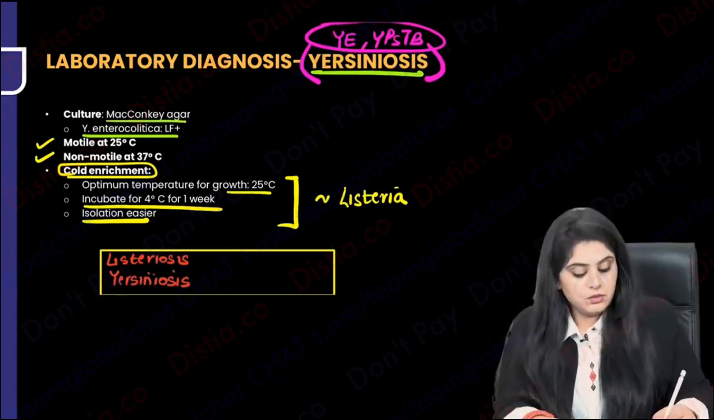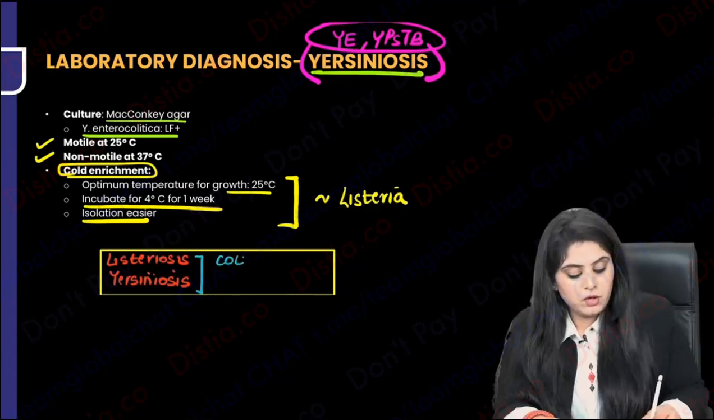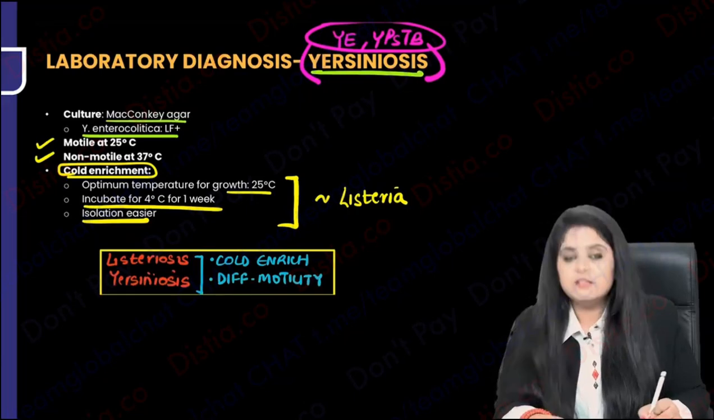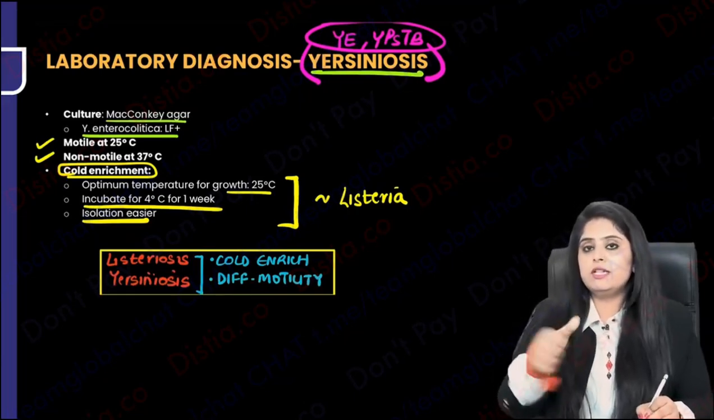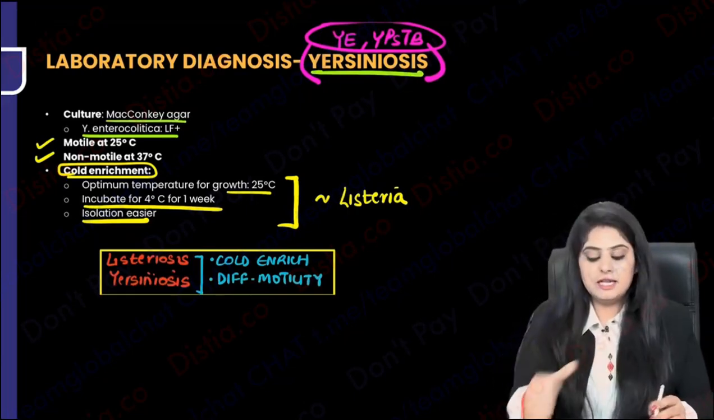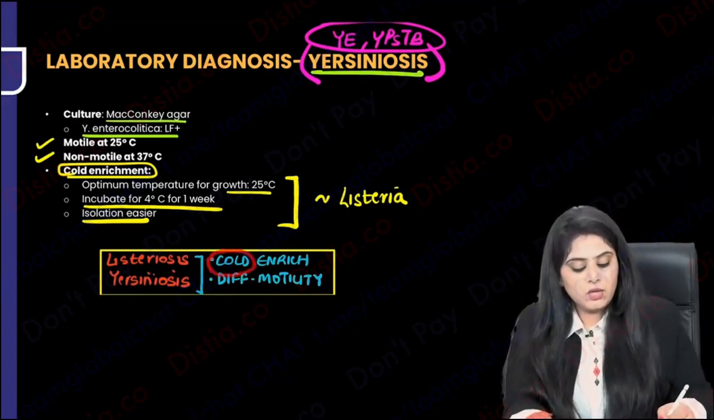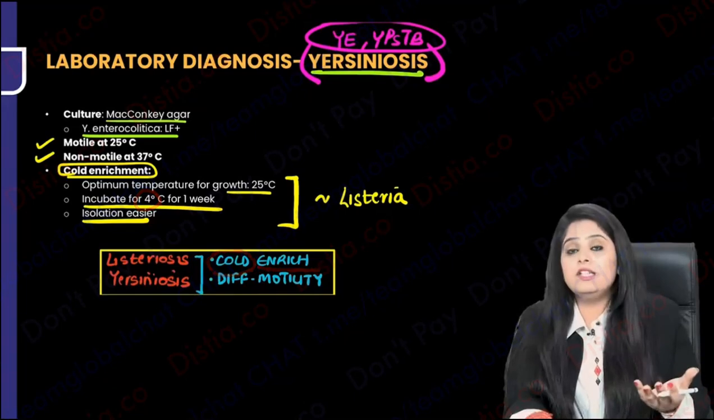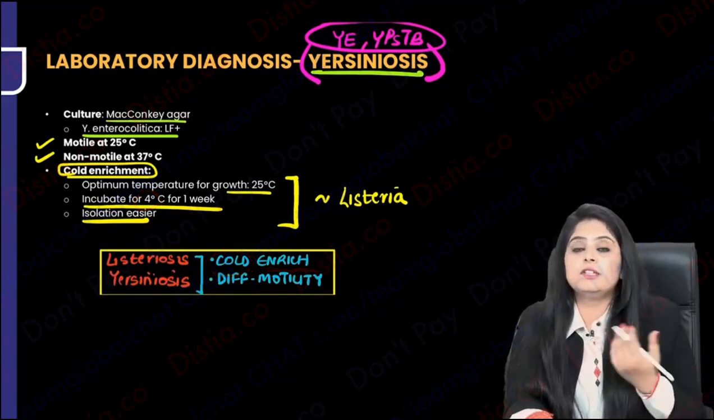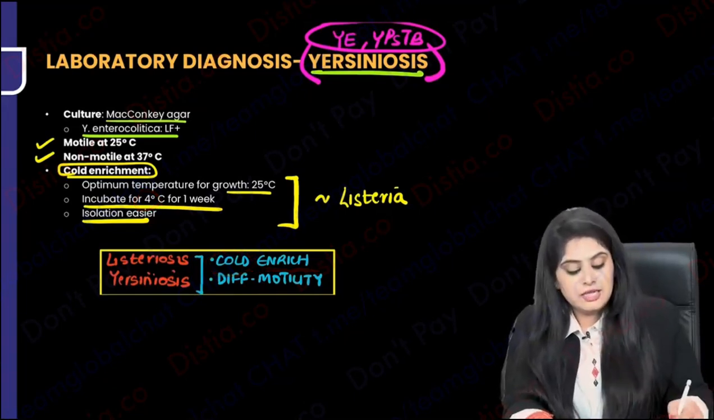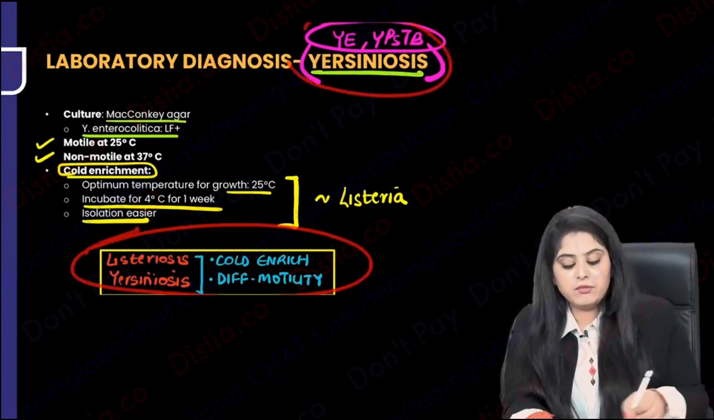Listeriosis and Yersiniosis both show a phenomenon known as cold enrichment, and both show a phenomenon known as differential motility. They can move in the 20s, they cannot move in the 30s. Cold enrichment means that at a cold temperature of 4 degrees, they are grown and isolated more easily, so they are coldly enriched. This is the main point, important even for Yersiniosis.